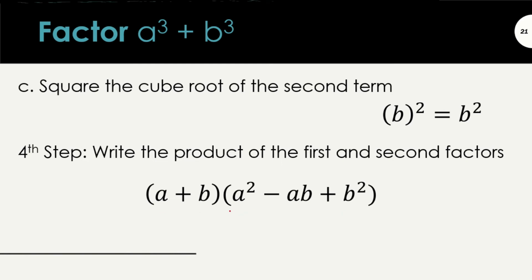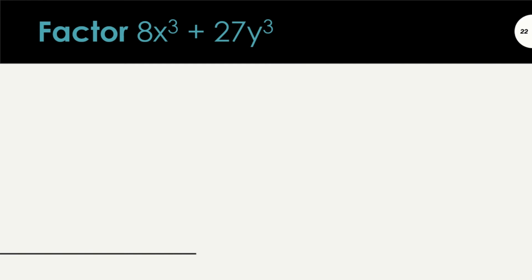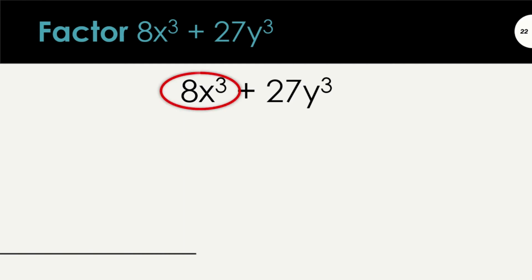Okay, next naman tayo for the second example. We will factor 8x cubed plus 27y cubed. So, 8x cubed, ito yung ating magiging first term. And then, 27y cubed, ito naman ang magiging second term.